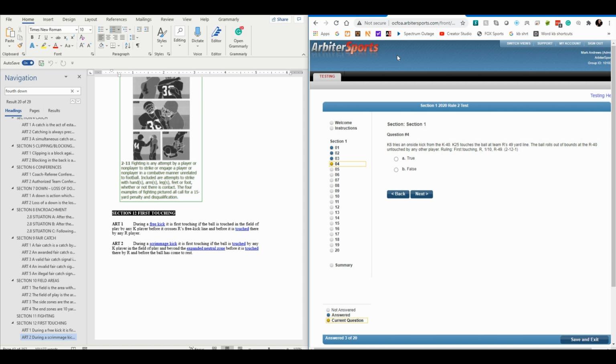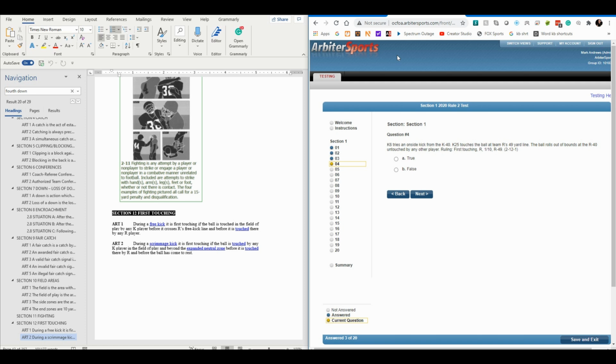Okay, question number 4. K6 tries an onside kick from the K40. K25 touches the ball at Team R's 49-yard line. The ball rolls out of bounds at the R40 untouched by any other player. Ruling, first touching by R, first and 10 from the R49. And the rule references 2-12-1.